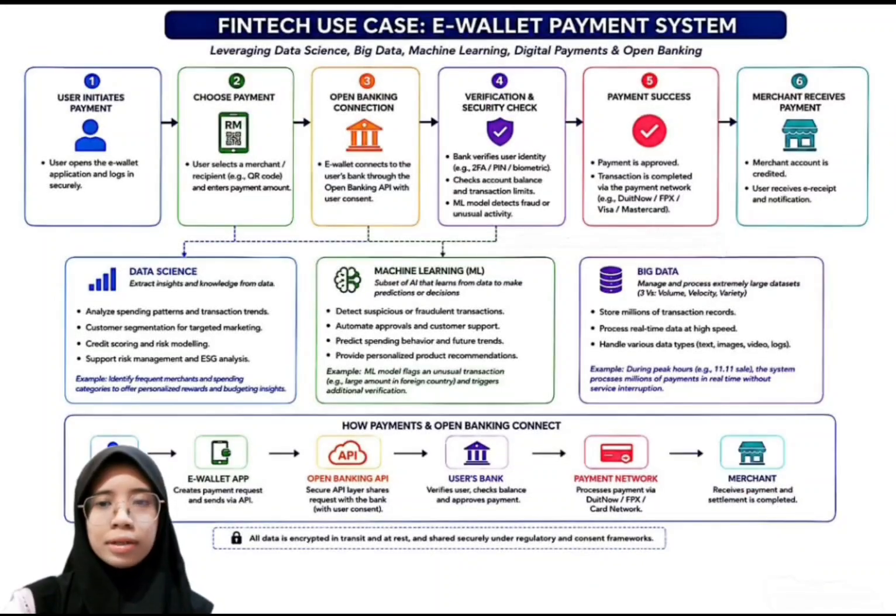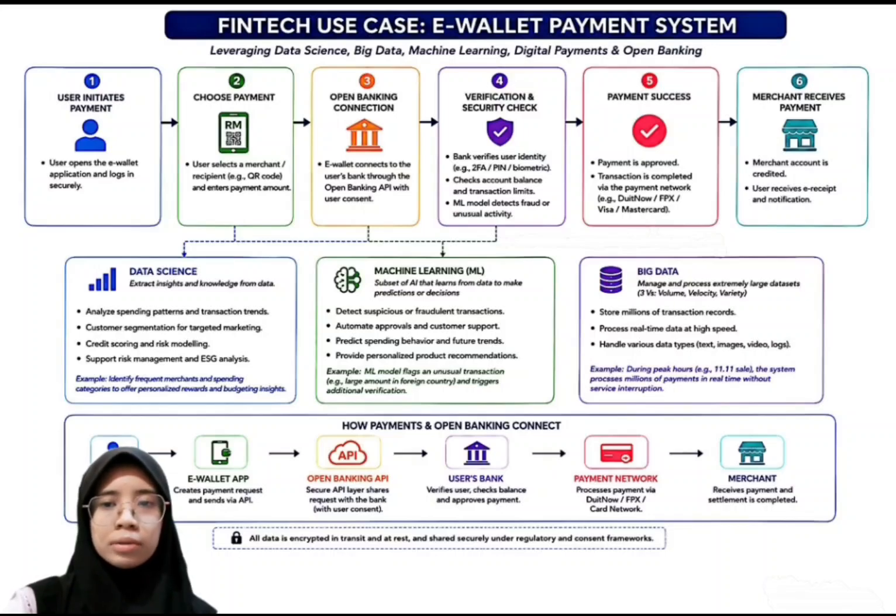Next is data science. First, data science is used to collect and analyze the data produced by e-wallet users. For example, the e-wallet can analyze spending patterns and transaction trends. From this data, the system can understand what users usually buy, how often they make payments, and what types of merchants they prefer. For example, if a user often spends money at restaurants, the e-wallet can identify this spending pattern and provide restaurant promotions or personalized rewards to the user.